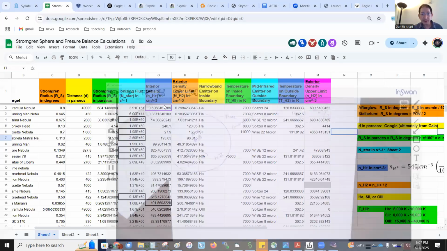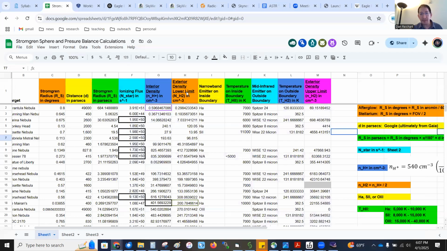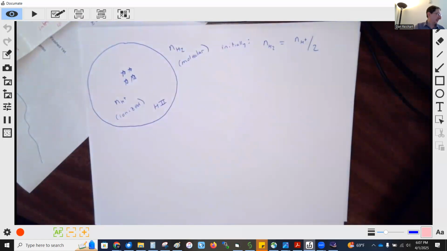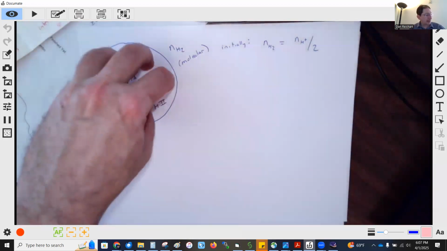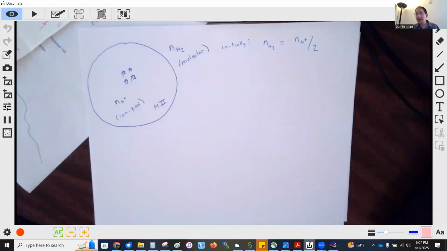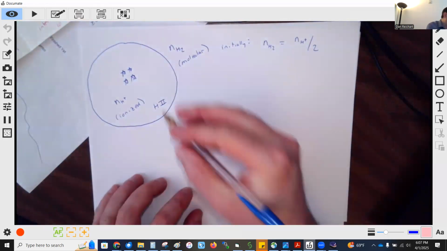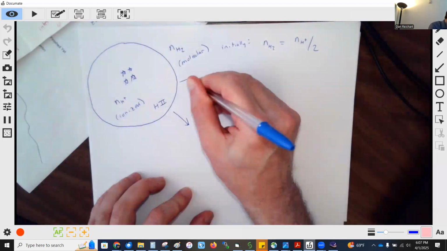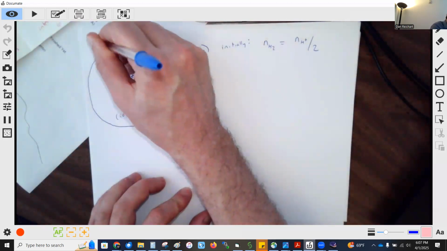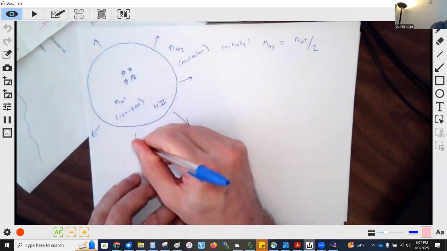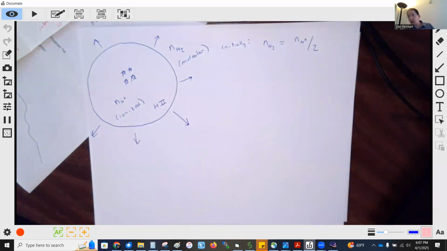Come back down here. You can see the exterior density. It's a lower limit. You just take the interior density, divide by 2. Easy. But the H II region won't stay in this state for long. Now, as we already said, it's hot in here, it's cold out here. And what does hot gas do? It expands. So this is going to expand. As it expands, the interior density goes down, which means the exterior density will be larger.